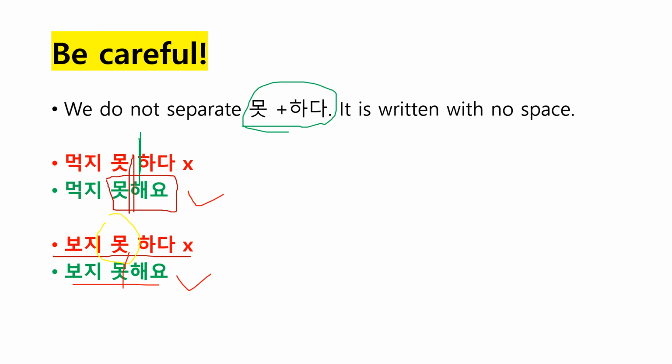But just knowing 못 plus verb doesn't mean that you should not know 지 못하다, because some people, including native speakers, use 지 못하다. So in that case, you need to understand that the person is talking about a negative sentence, right? He's using negative.